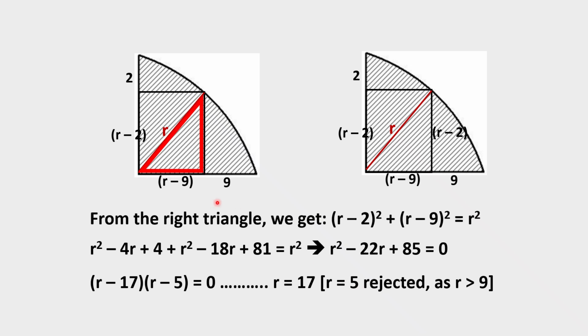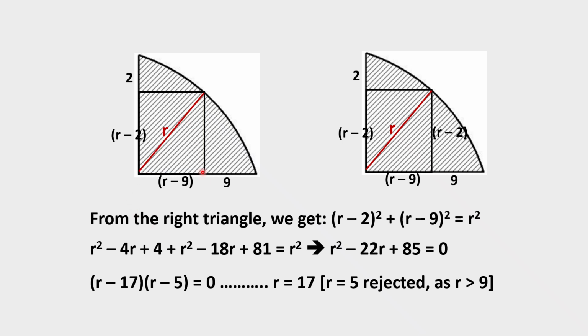Why? Because see the diagram, the horizontal radius should be more than 9. A part of the radius is 9, so the total radius must be more than 9. So r equal to 5 is rejected because radius cannot be less than 9. In fact, it should be more than 9. So we take r equal to 17. The required radius of the quadrant is 17 units.